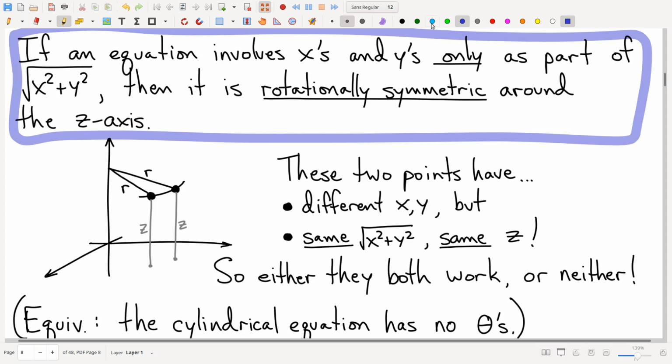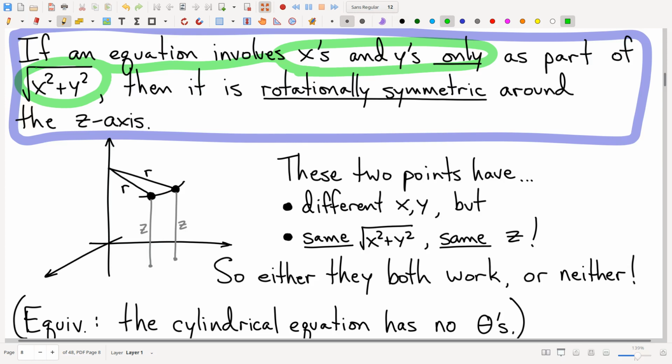Very surprising. This is another one of these very small cost to invoke and very big payoff in what you get out of the deal. So here's the cost. You have to look at x's and y's and make sure that they show up only in this form. They show up only as part of that expression, square root of x squared plus y squared. So no extraneous x's by themselves. No e to the x anywhere. No cosine of y plus 7. Nothing like that. x and y appear only as part of that form.